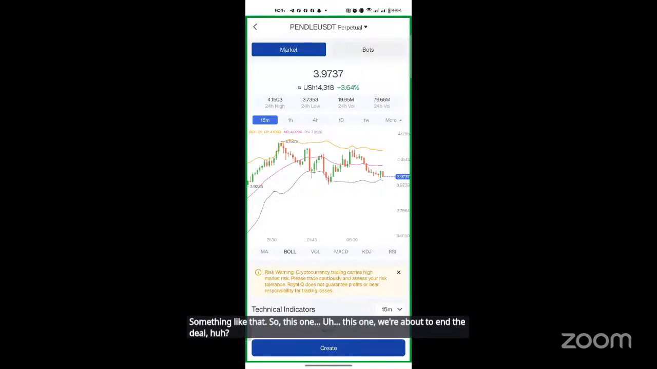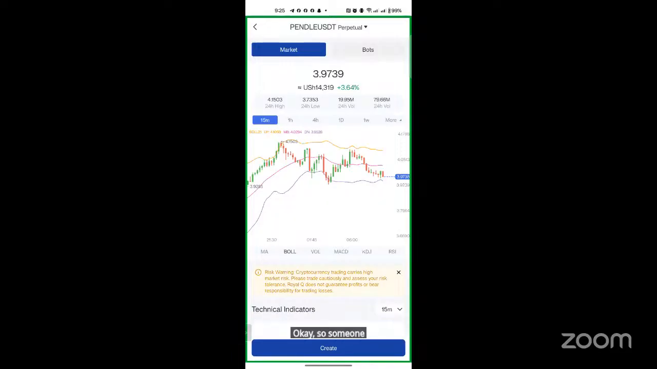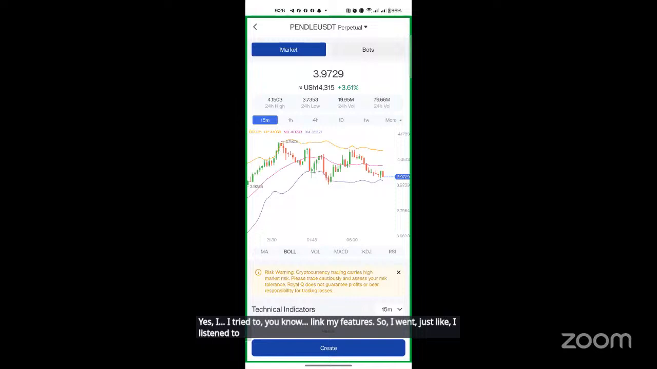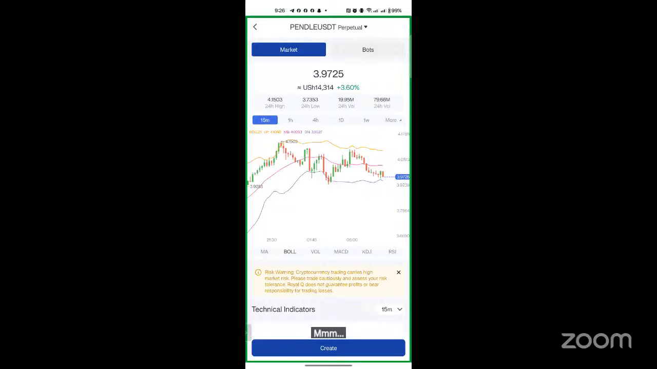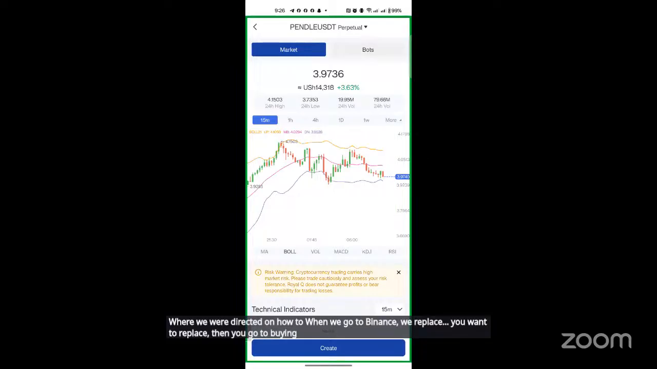So someone was saying 2000. What's your question? Yes, I tried to link my futures. I listened to your video where we were directed that when we go to Binance, you want to replace, then you go to Binance. Your issue is API binding.